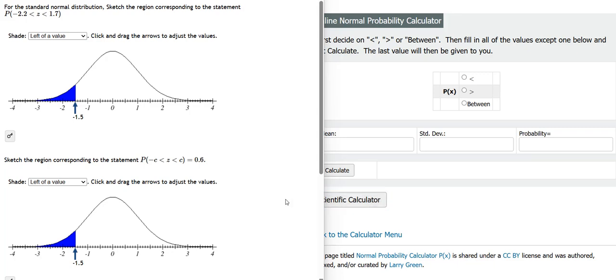For the standard normal distribution, which means mean 0, standard deviation 1, sketch the region corresponding to the statement probability that z is between negative 2.2 and 1.7.